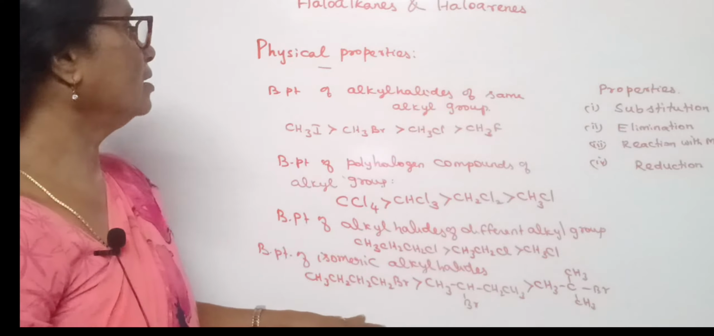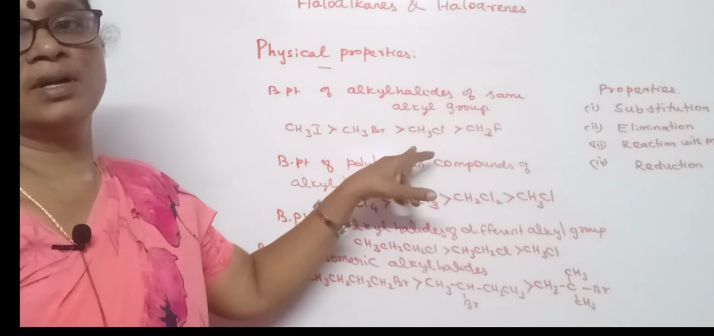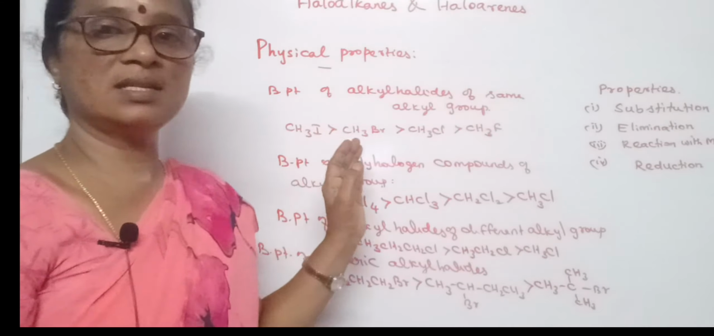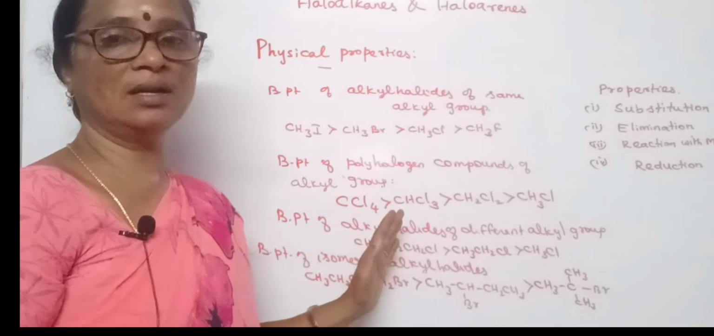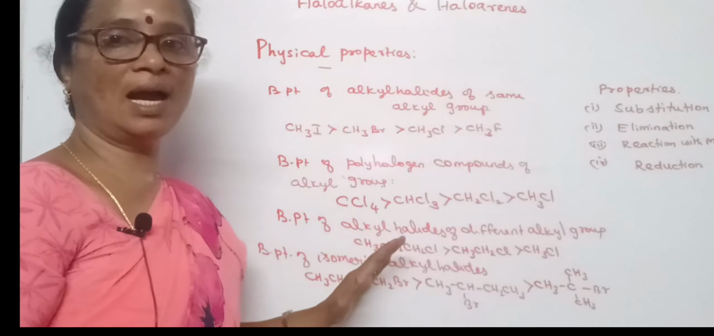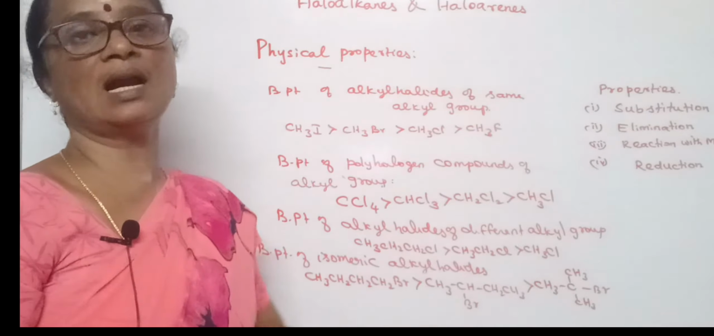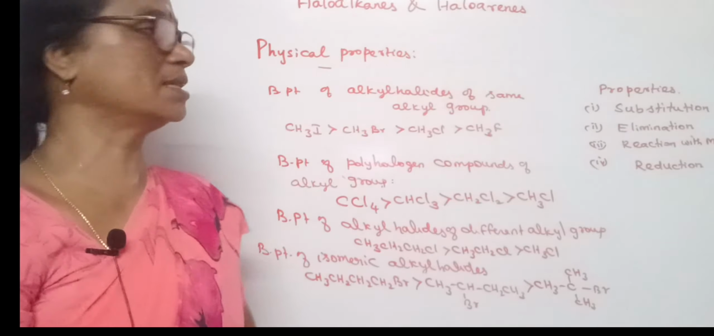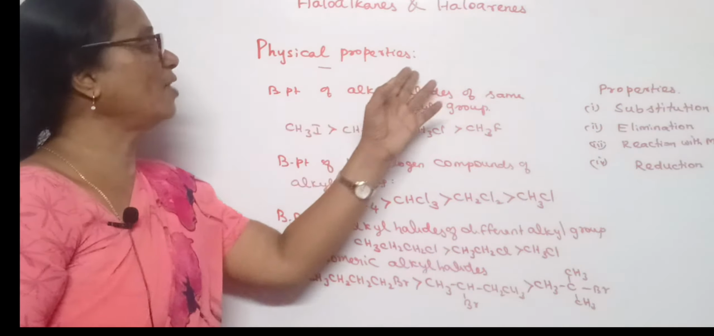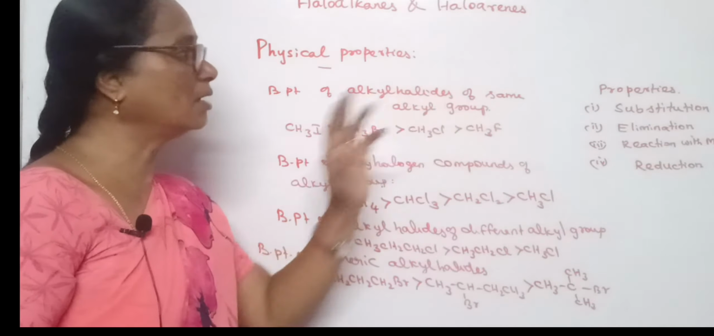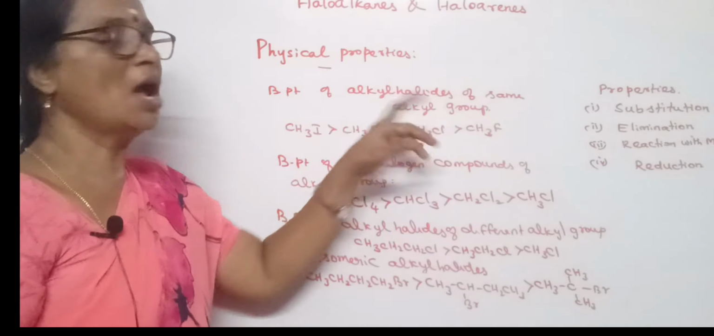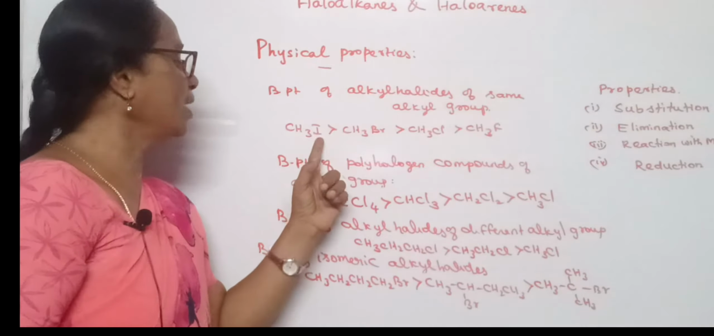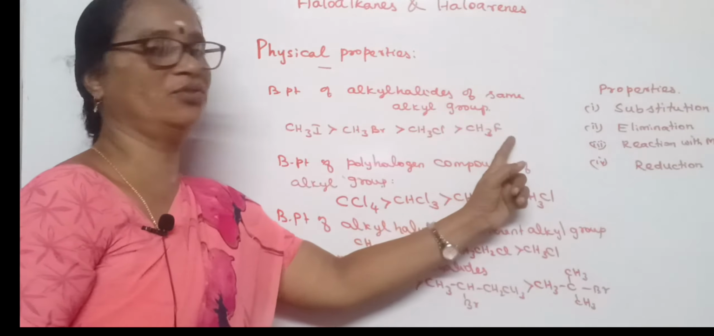Let us compare the boiling points of haloalkanes with the same alkyl group for the same halogen and for polyhalogen, then for their isomeric alkyl halides. Let us see the boiling point of alkyl halides for the same alkyl group, in which we have taken the methyl group, but the halogens are iodide, bromide, chloride, fluoride.